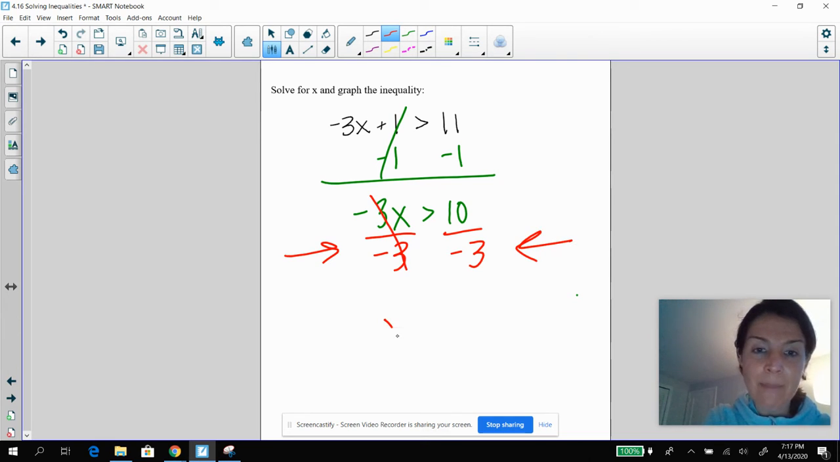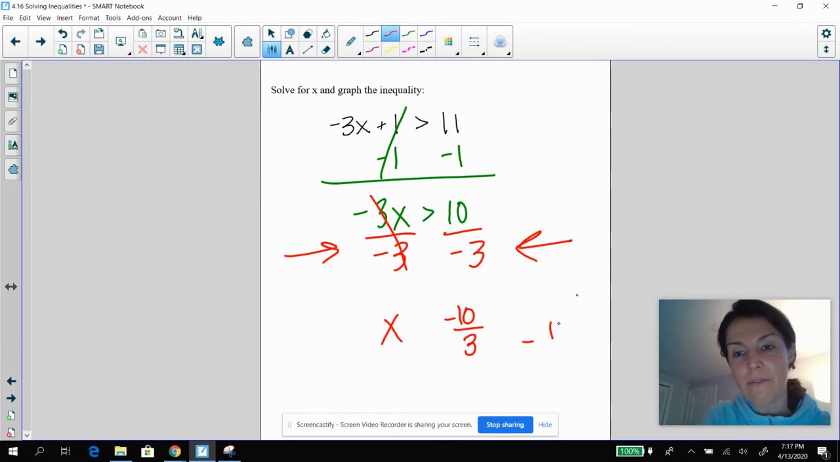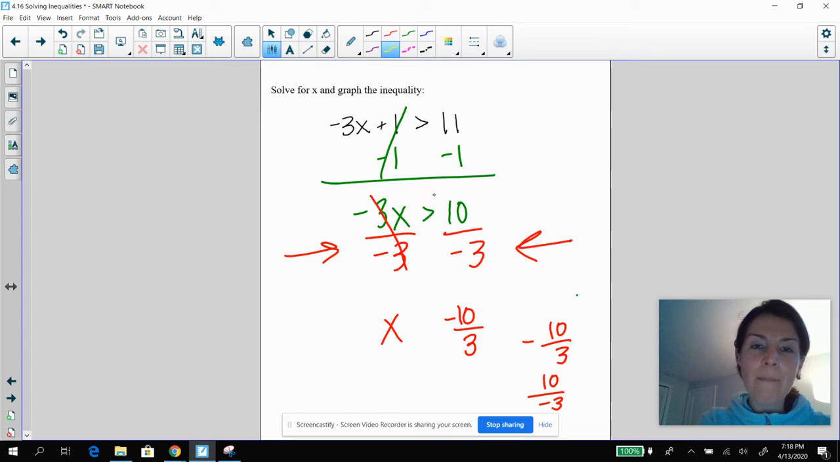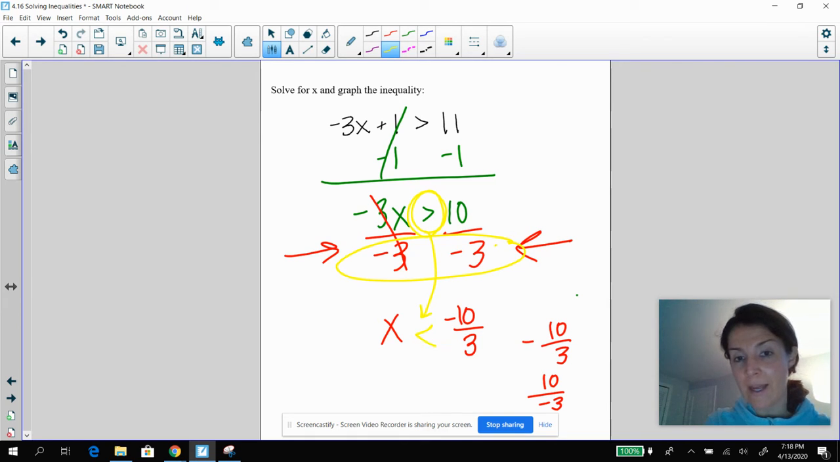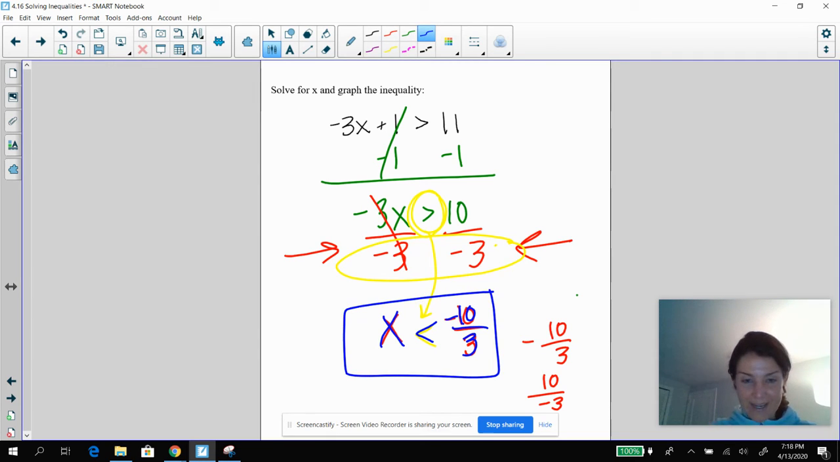So on the left-hand side, I'm left with an x. And on the right-hand side, because 10 over -3 can't really simplify at all, you can just leave it as -10 over 3 or 10 over -3, whatever. I'm good either way. But you know the big thing here, because we have just divided by a negative, is that we have to flip our sign. So our final answer is going to be that x is less than -10 thirds. And you're done.